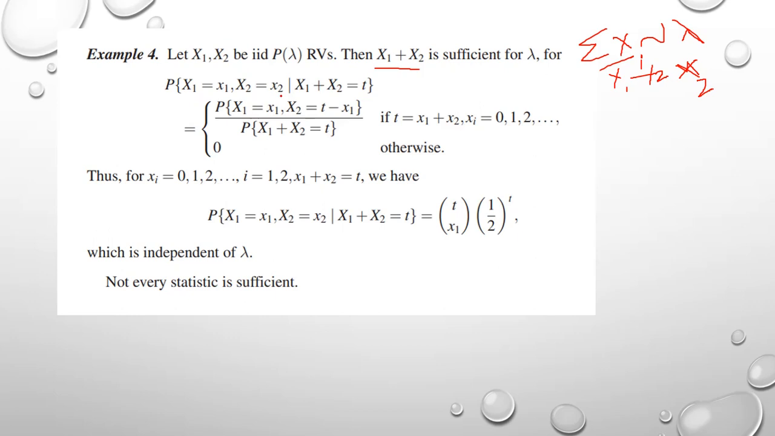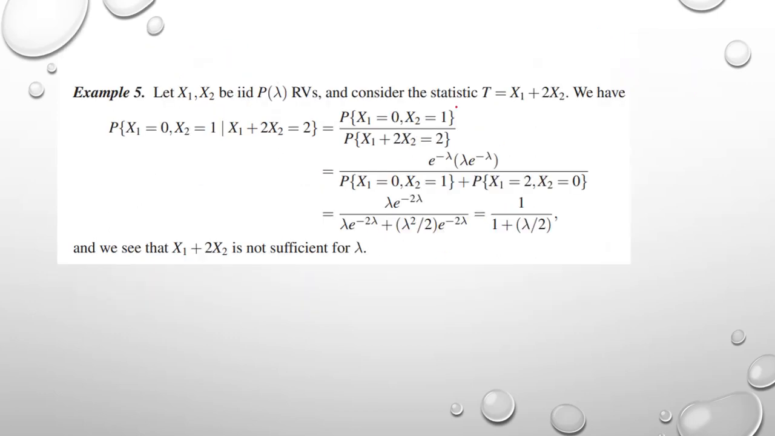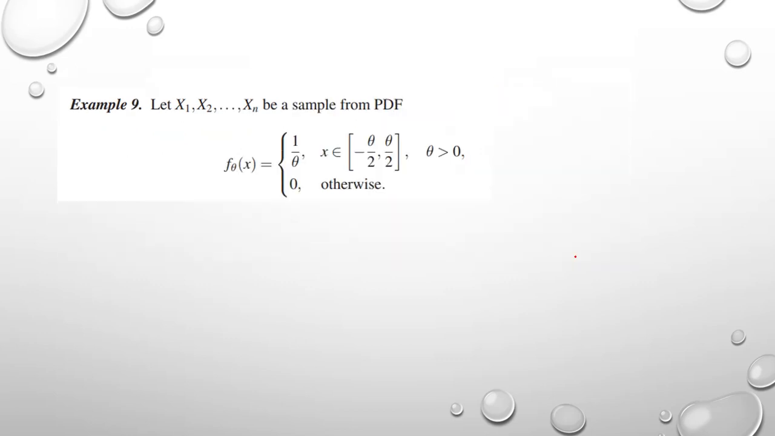See, here we are writing the conditional distribution. When you find the conditional distribution, finally you get this. If you take x1 plus 2 x2, it is not sufficient, because observe, the possible values here are 0 and 1, and 2 comma 0. When you apply the Poisson distribution, finally you get 1 upon 1 plus lambda by 2. Here lambda is dependent, so it is not a sufficient statistic for the parameter lambda.